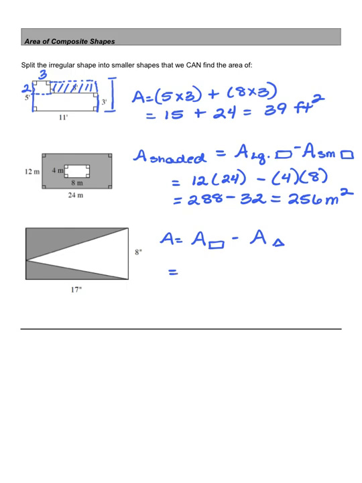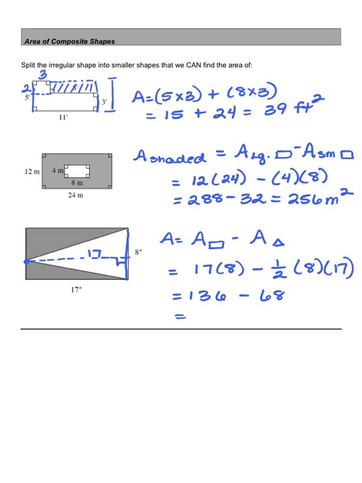triangle. What's the area of the rectangle? It's a 17 by 8, length times width, minus the area of the triangle, 1/2 the base, which is 8, times the height, which happens to be 17. 17 times 8 is 136, and then we're subtracting off 1/2 times 8 times 17, which is 68, and so the final answer then is 68 inches squared, 68 square inches.